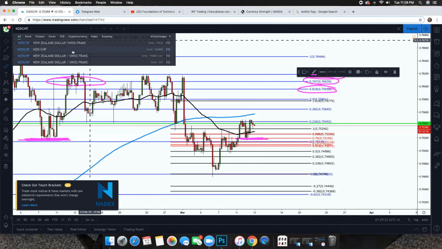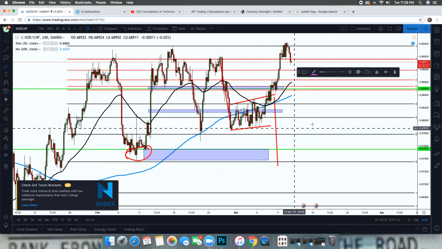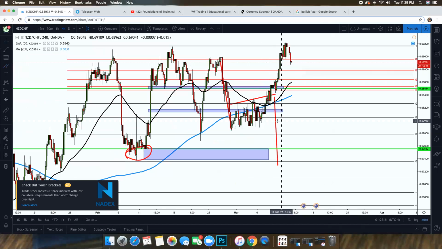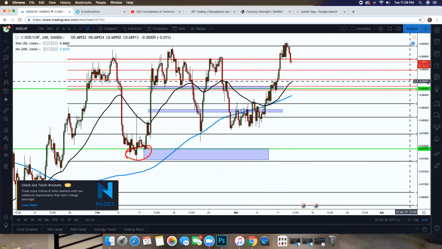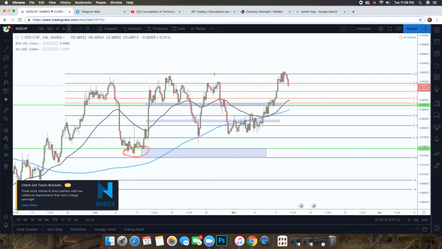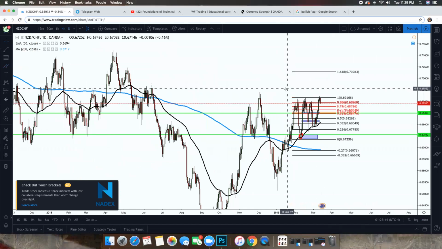NZD-CHF. Okay, last time I looked at this pair, I thought we were going to have a bearish flag, but that did not happen. Oh my goodness, I don't know what this pair is about to do.